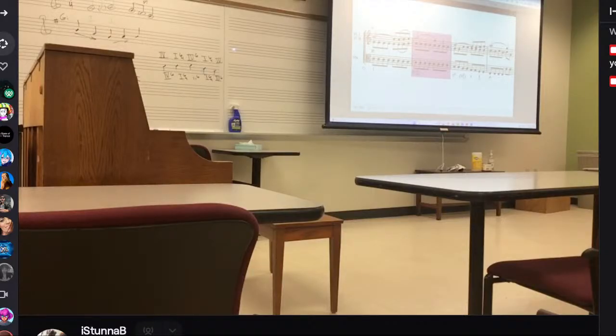So we have that C in the bass over the 1, C in the bass over the 4, or under the 4, you could say. And then rather than going back to the 1 like a typical pedal would, it moves from there.